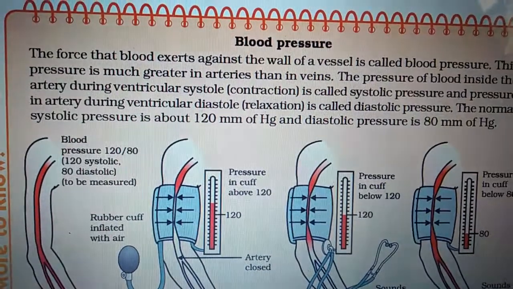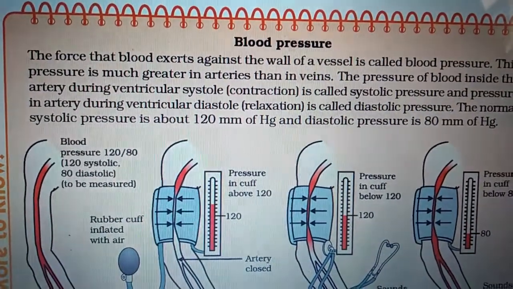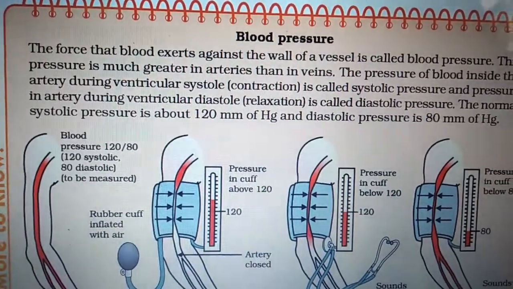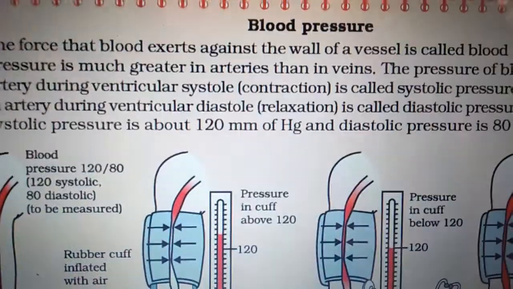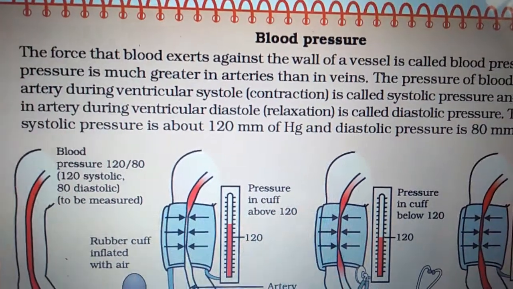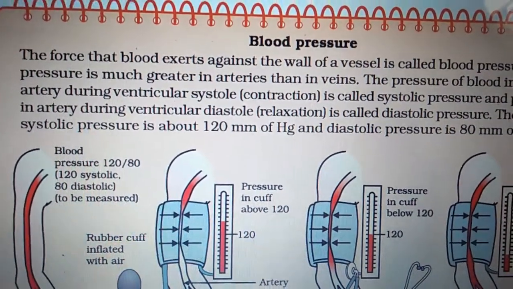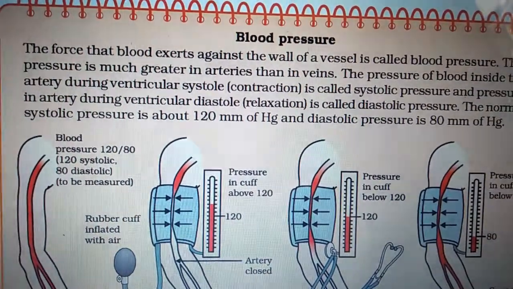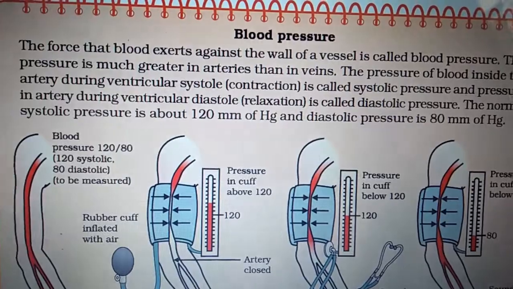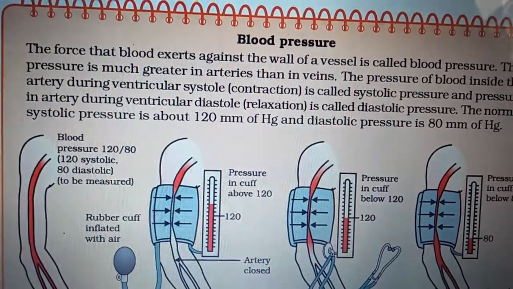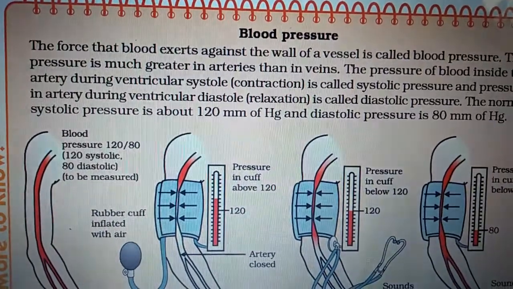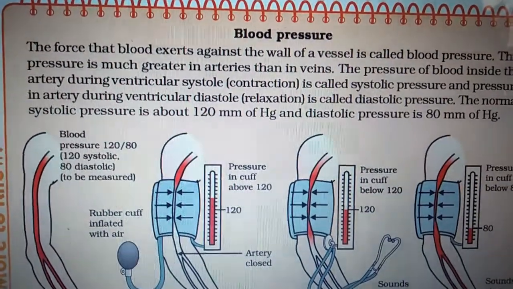There are two types of pressure. One is called the ventricular systole and one is called the ventricular diastole. Systole means contraction and diastole means relaxation. When our heart contracts or relaxes, two types of pressure are exerted on the arteries. When there is a contraction, or systole, it is called the systolic pressure, and when there is a relaxation, it is called the diastolic pressure.